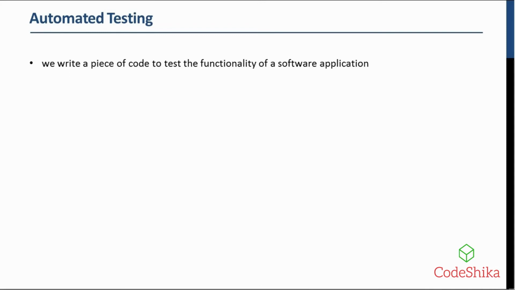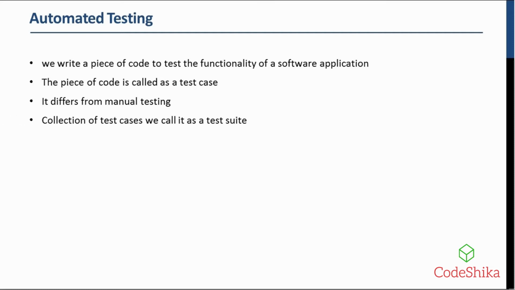Now let's see what is automated testing. It is a software testing technique in which we write a piece of code to test the functionality of a software application. The piece of code we call a test case. Automated testing differs from manual testing because automated testing is done by a test case, that is program code, whereas in manual testing a human sitting in front of a computer executes the test steps manually. The collection of test cases we call a test suite.